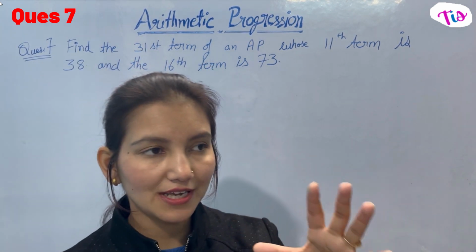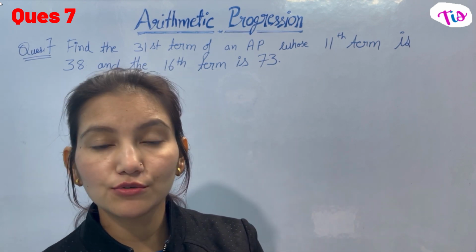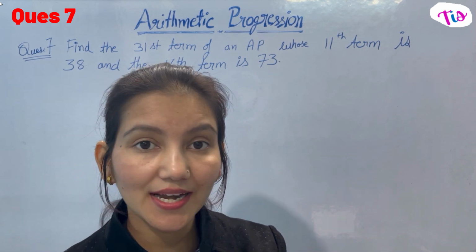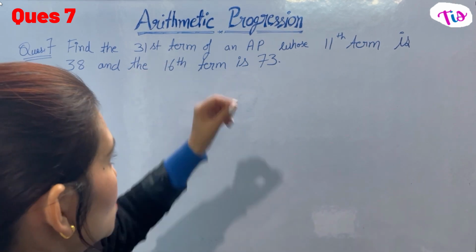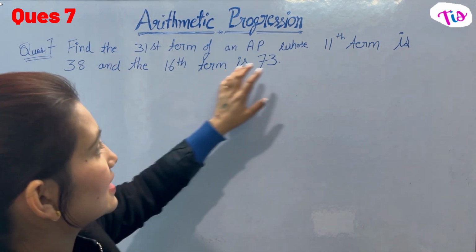For whatever term you need to find of any AP, you need to know the value of a and the value of d. So to find a and d, they have given us some hints: the 11th term is 38 and the 16th term is 73.